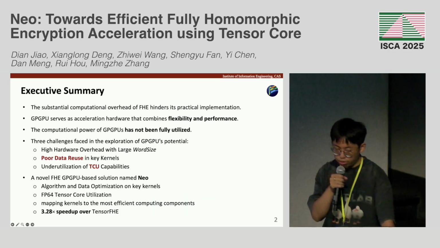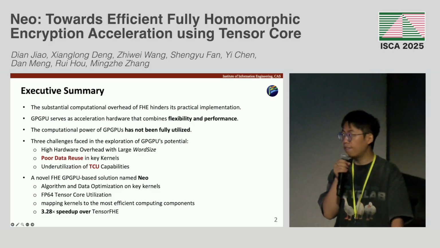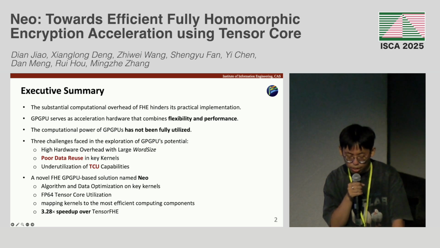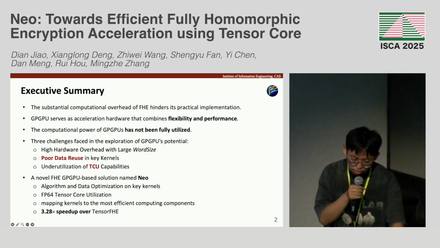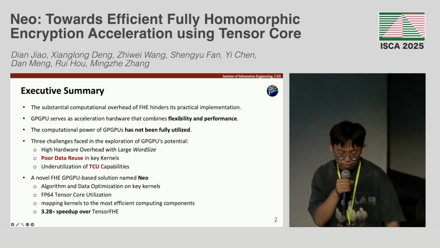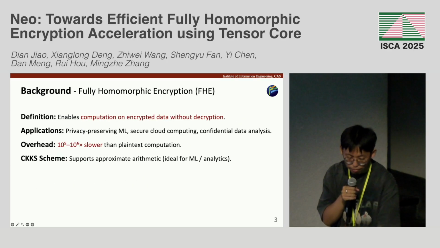Our work, NIO, achieves significant efficiency improvements for FHE by deeply exploring the hardware potential of GPGPU, especially the computing power of Tensor Core. Next, I will introduce the background challenges, solution design, and the experimental results step by step.